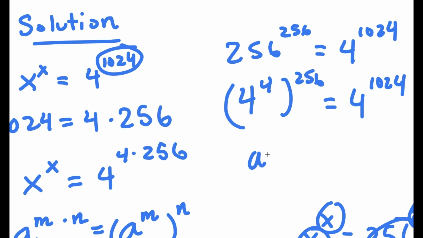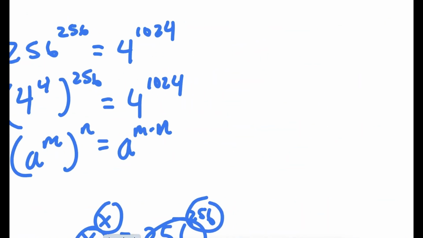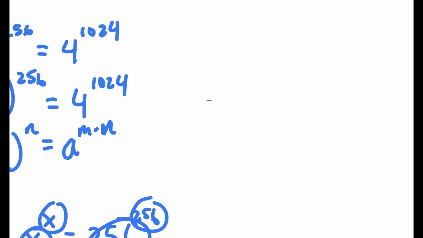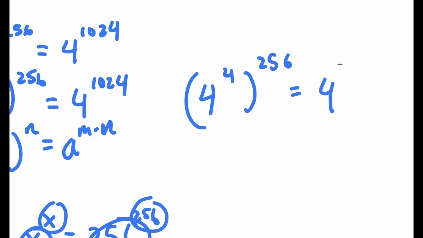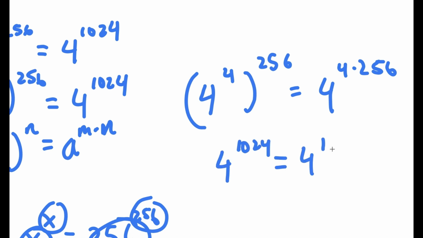And 4 to the power of 4, if I have something in the form a to the power of m to the power of n, this is the same thing as a to the power of m times n. So 4 to the power of 4 to the power of 256 is equal to 4 to the power of 4 times 256, which is equal to 4 to the power of 1024. So I get 4 to the power of 1024 is equal to 4 to the power of 1024. Check.